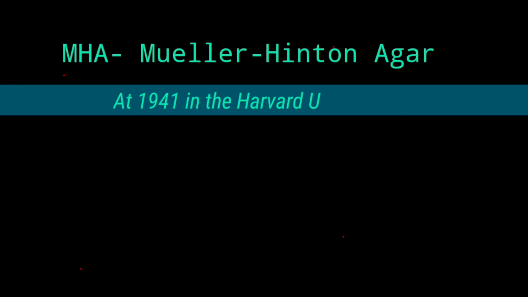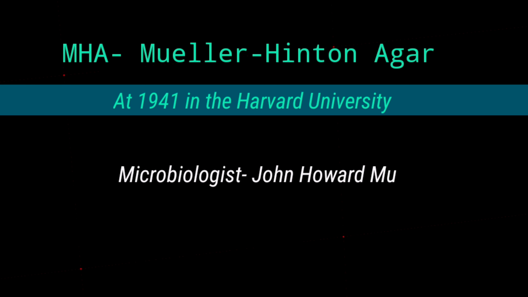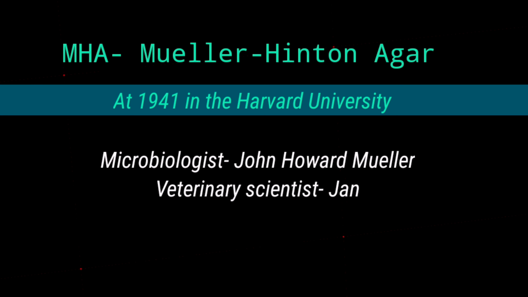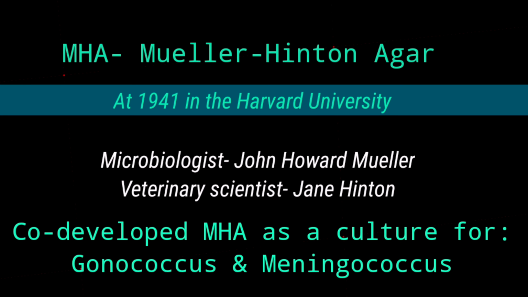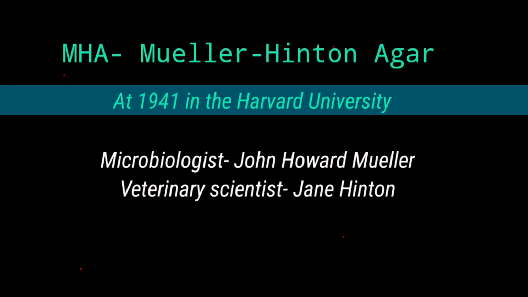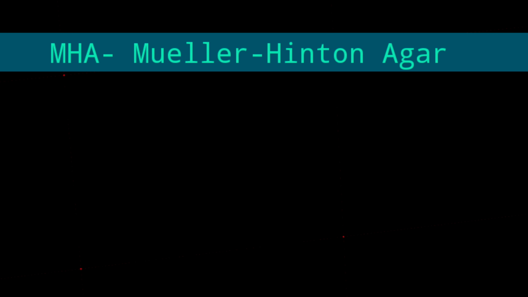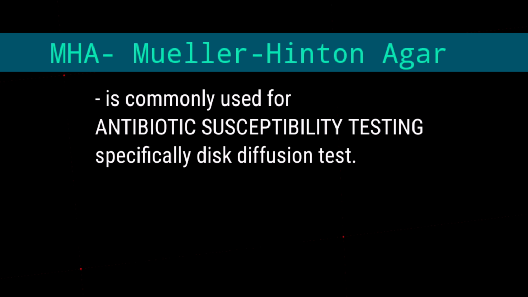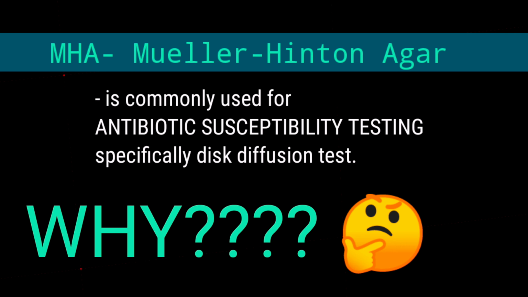Why do we call it Mueller-Hinton Agar? It is because in 1941, at Harvard University, John Howard Mueller, a microbiologist, and Jane Hinton, a veterinary scientist, co-developed this agar as a culture for both gonococcus and meningococcus. Mueller-Hinton agar is commonly used for antibiotic susceptibility testing, specifically the diffusion test. Why? We will explain it later on.